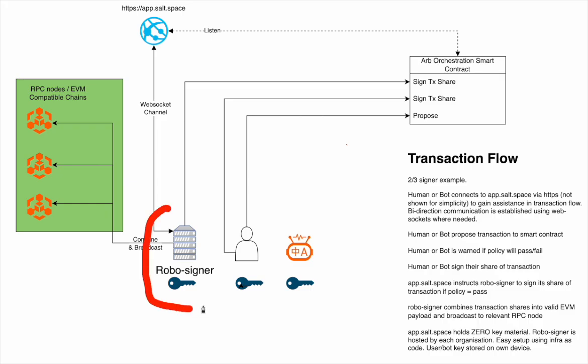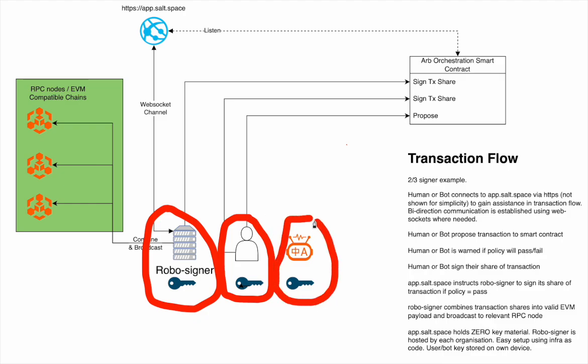There's the robo-signer, there's the human, and there's the bot. Now, I should actually say there's 3 participants in the account itself. Because it's a 2 of 3 signer example, you actually only need 2 underlying signers to form a valid transaction. Now, each underlying signer has a key shard.